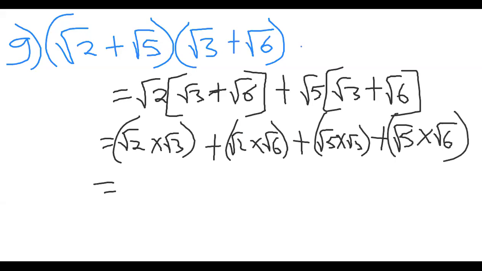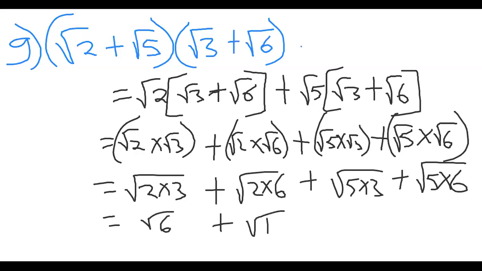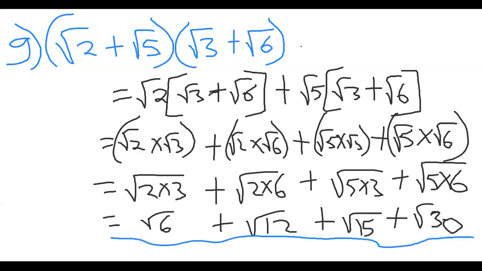Like we said, when multiplying, it is the same as putting everything under the root. So root of 2 times 3 plus root of 2 times 6 plus root of 5 times 3 plus root of 5 times 6. So this is the same as the root of 6 plus root of 12 plus root of 15 plus root of 30. And that is our answer. That is where we stop on that.